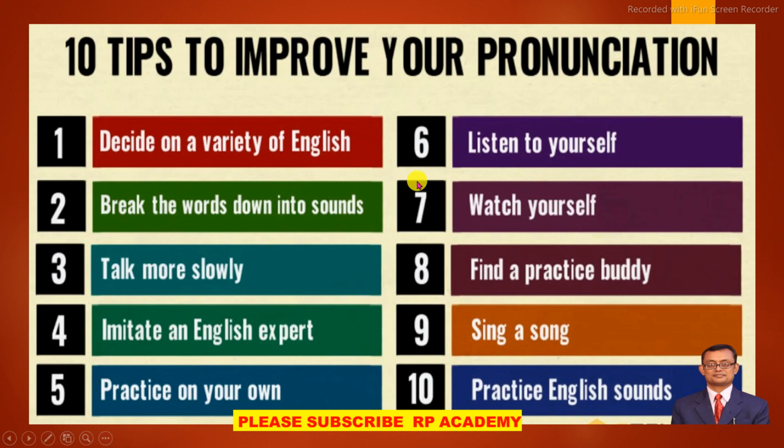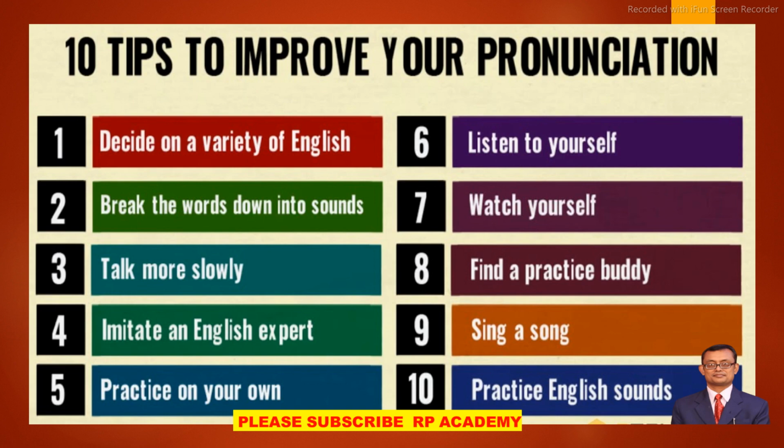Number 6, listen to yourself. It may be a monologue. You have to speak on your own, and you have to listen. Number 7, watch yourselves. That means you must watch some movies on TV, anywhere, and try to follow something.